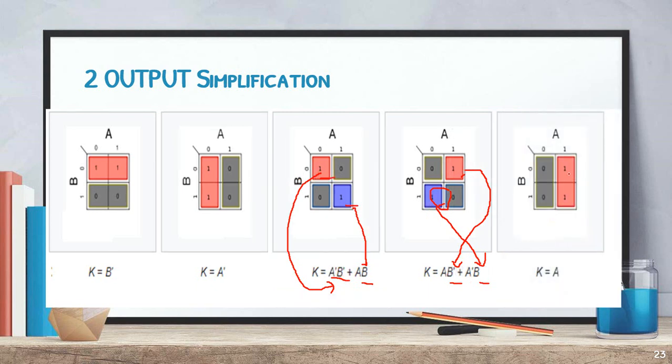Last condition, if it is 1 1 in the last portion, this grouping is possible vertically. Here A is common, so take A as it is, and B has both 0 and 1, so the B portion is cancelled out. Practice like that. I have taken all the possibilities of 2 outputs. If it is diagonal, you have to write the direct equations, and if a group is possible, everywhere you get one variable, so simplification is possible.